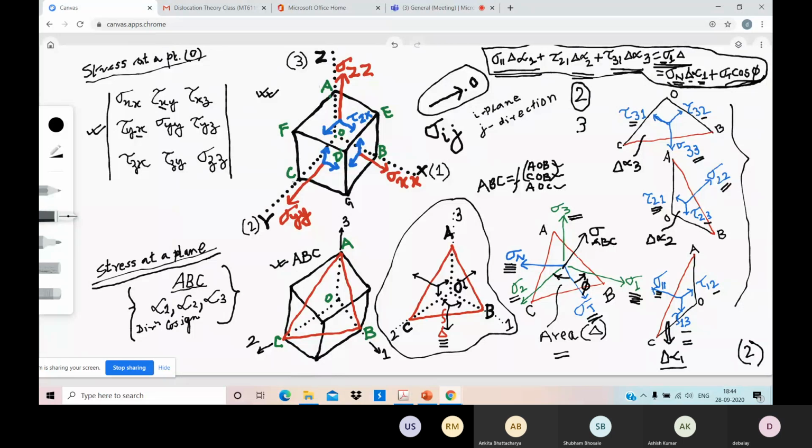Similarly, if I write down the force balance along direction 3, tau 13 delta alpha 1 plus tau 23 delta alpha 2, or tau 32, 23, right, plus sigma 33 delta alpha 3 equals sigma 3 delta, equals sigma n delta alpha 3 plus sigma t cos another angle that sigma t makes with direction 3. So these will be the 3 equations.